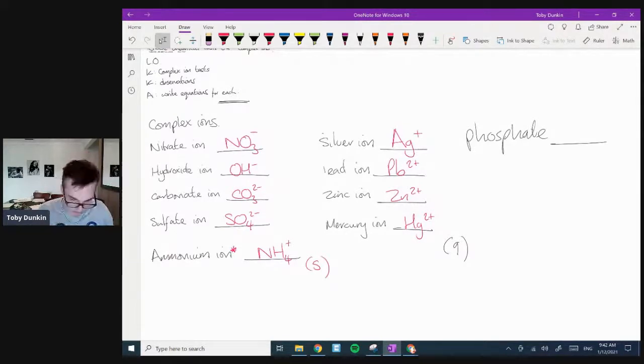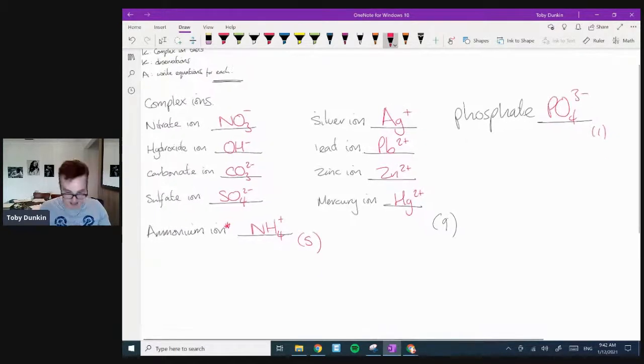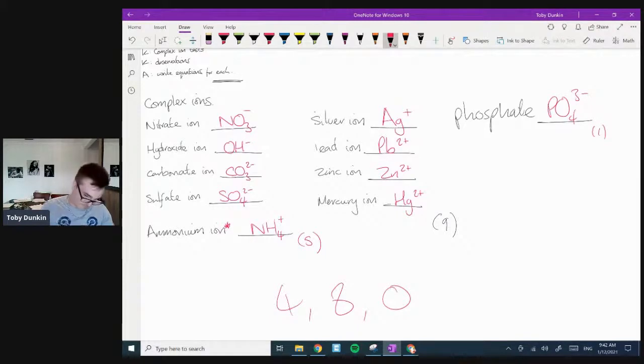So again, have a go at writing it. The answer, pause, PO4 3 minus. And that's out of 1. So you can give me 4, 8, and 0, if those are the numbers you got.